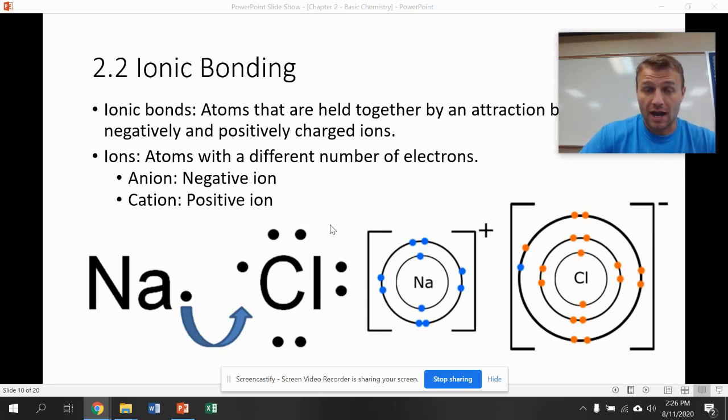Just technical terms here, ions are atoms with a different number of electrons. So isotopes were atoms with different number of neutrons. Ions are atoms with different number of electrons. You should know the difference between the two. An anion is a negative ion, and a cation is a positive ion. And how I remember that is cat-ions are positive, and then you just remember from there anions are negative. So remember cat, positive, because they have paws.